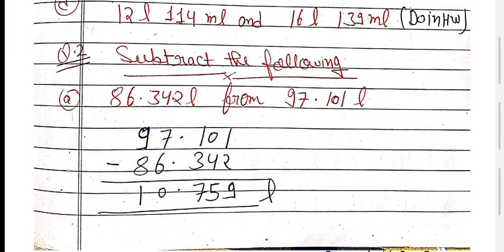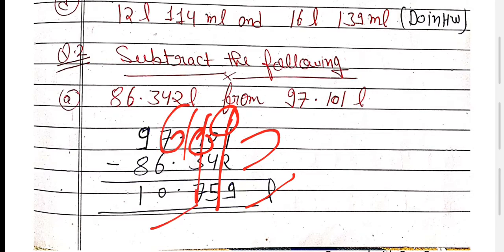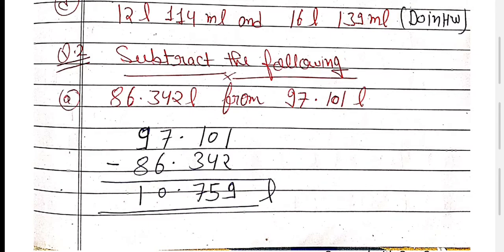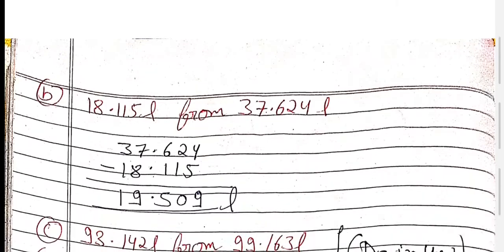Now just subtract: 1 minus 2 not possible, take 1 carry, it becomes 11, 11 minus 2 becomes 9. Here 0, take 1 carry, becomes 10, 10 minus 4 becomes 6. Here 7, take 1, 6 minus 3, 3... 6 minus 6, 0, and 9 minus 8, 1. So your answer is 10.759 liter.